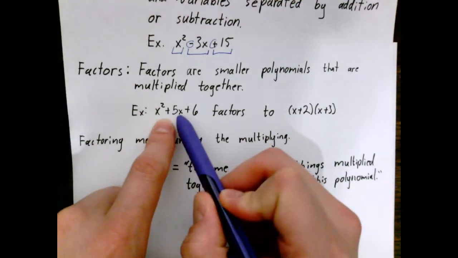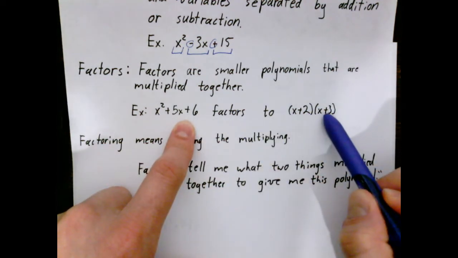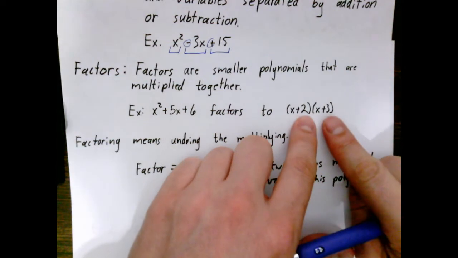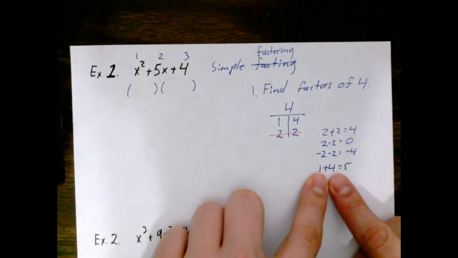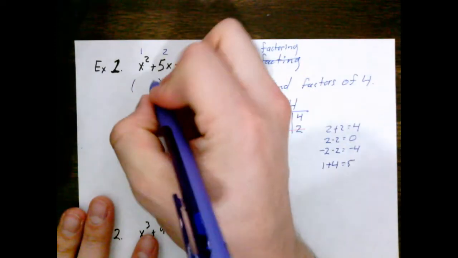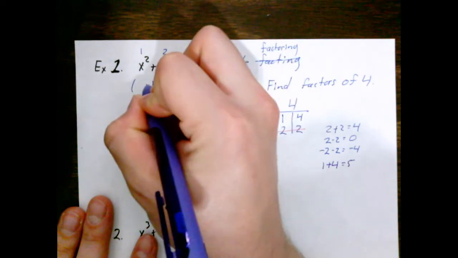x squared plus 5x plus 6 factors to x plus 2 and x plus 3. We just found that 2 and that 3. That's what this 1 and this 4 are. So we can fill those in right here. Positive 1, positive 4.